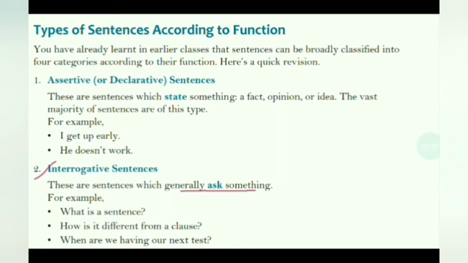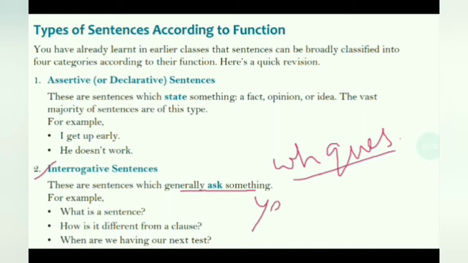And interrogative sentences are of 4 kinds. First one, WH question, like what, when, where, who, whose, whom. These all are WH words. And the questions that are created by using these WH words are called WH questions.